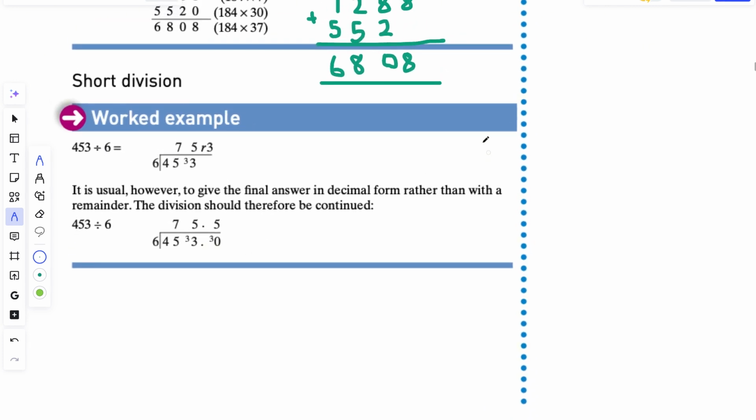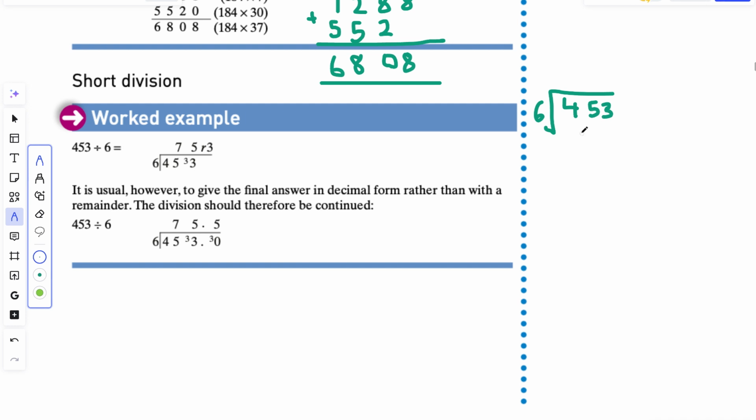Now let's say you are given 453. They say you should divide it by 6. We should divide 453 by 6. So for our long division, we put 6 here. We are dividing it by 6. We can erase this one and rewrite it again, 453, so that we will not be confused later on. Okay? 453 divided by 6.